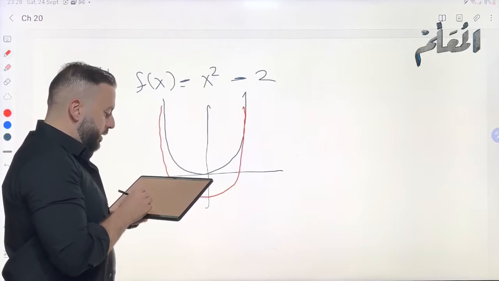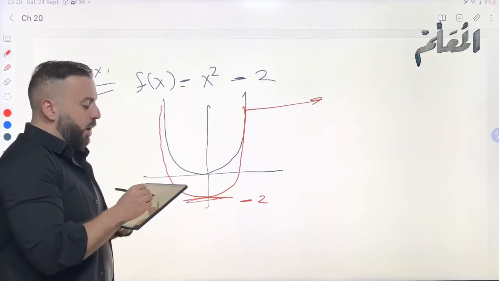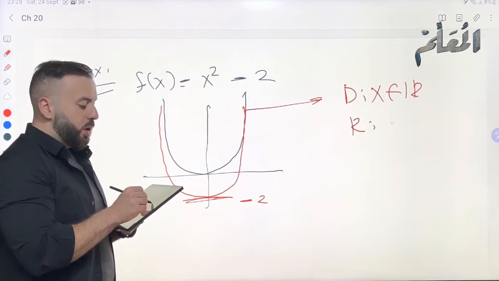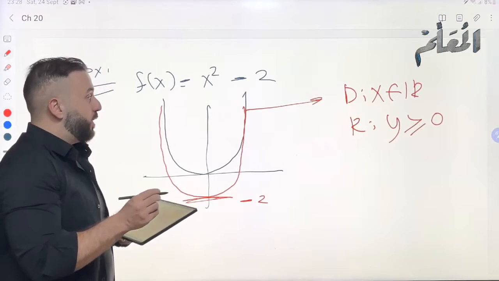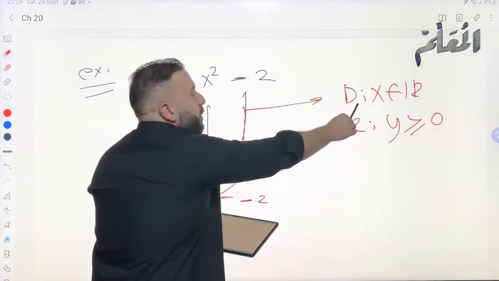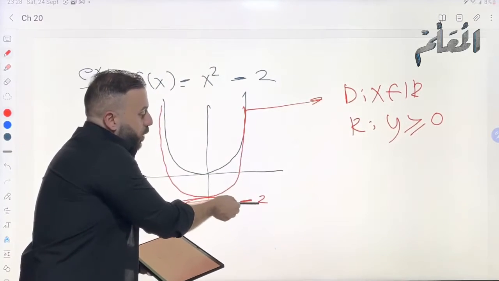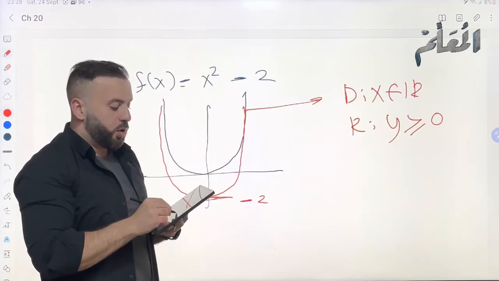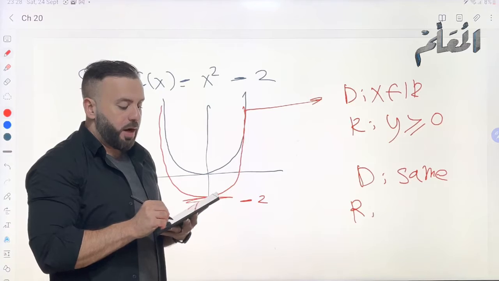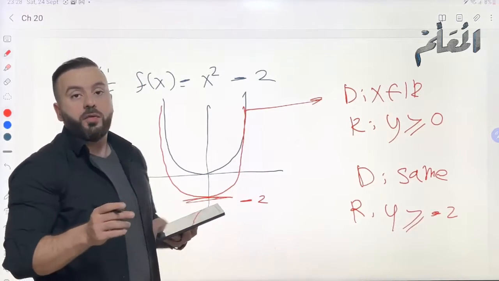Okay, not exactly, so this is going to be in the -2. So the black one, domain, x belongs to all real numbers, and the range, y greater than or equal to 0. The change happened now because it shifted 2 units down. The domain remains as it is, but the range is going to be y greater than or equal to what? -2. So the domain is going to be the same, but at the same time the range, y greater than or equal to what? -2. So be careful.